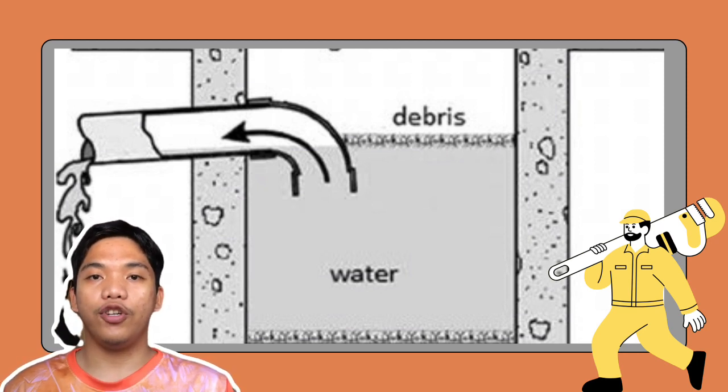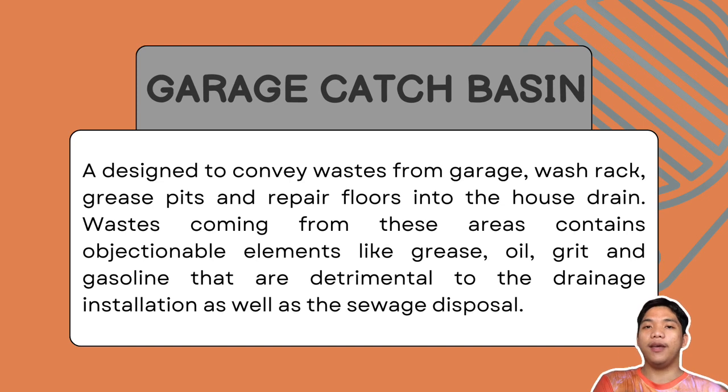And for our last topic, the garage catch basin. What a garage catch basin does is it can only be found inside the garage, and it also collects grease, water, oils, and gasoline that are detrimental to the drainage installation as well as the sewage disposal. So detrimental means it can cause harm, it can cause damage to all the appliances it can affect.